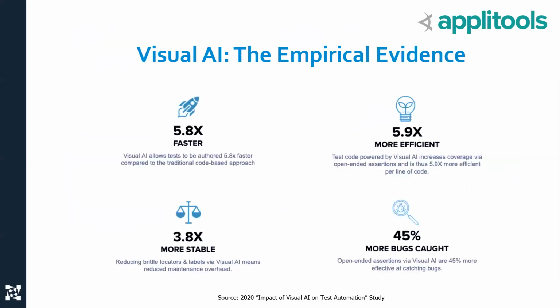And I think I've got one or two more slides, but just a bit more. We had a report that we put out earlier in the year on visual AI. This is the empirical evidence. It was compiled from somewhere around, I think, 1.5 years worth of data, where hundreds, I think 188 test engineers provided data, and they each spent somewhere in the ballpark of 11 hours. And we showed that creating tests with visual AI was 5.8 times faster than without, and your test code was 5.9 times more efficient, 3.8 times more stable, and we actually caught 45% more bugs. So it's really compelling technology.